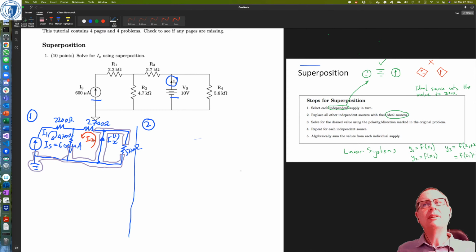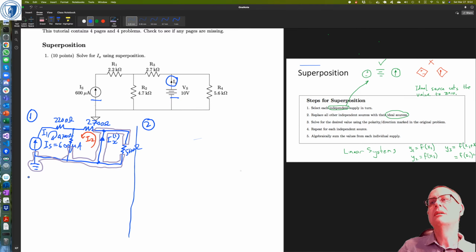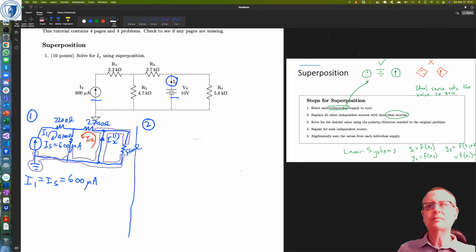The other reason is because there is a current source. We already know what I1 is, right? I1 equals Is. It's the same. I1 flows through that current source. So we already know, without really thinking about it, that I1 equals Is equals 600 microamps. Okay? So that's the first piece.